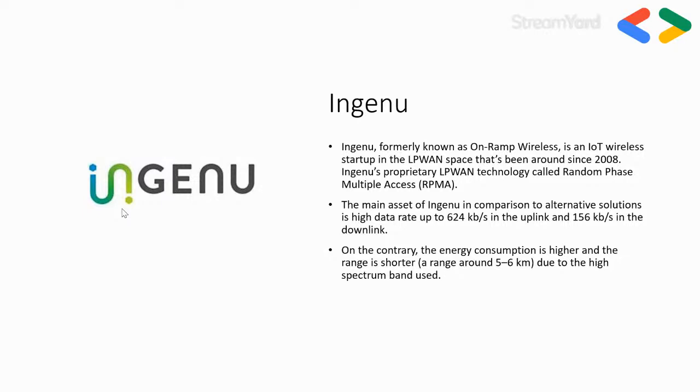Okay, I feel like time is going to run away from us. But Ingenu was developed early on, in 2008. What was famous or unique about Ingenu is that they used random phase multiple access technology. You'll notice that all the protocols developed for IoT, in the unlicensed band or even in the licensed, use communication protocols that are resilient to interference and error.